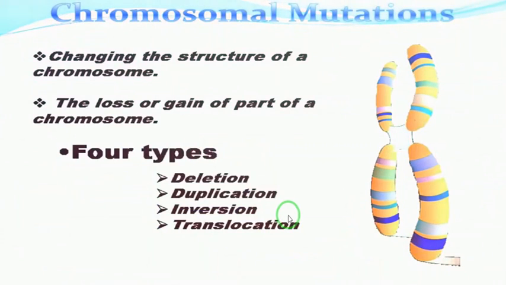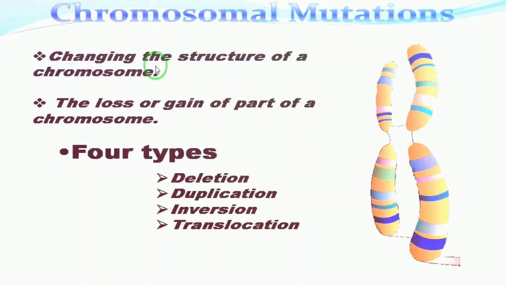The next one is chromosomal mutations. So what is chromosomal mutation? The sudden change in the structure or number of chromosomes is called chromosomal mutation. There is a change in the structure or number of chromosomes. That is known as what? Chromosomal mutation.